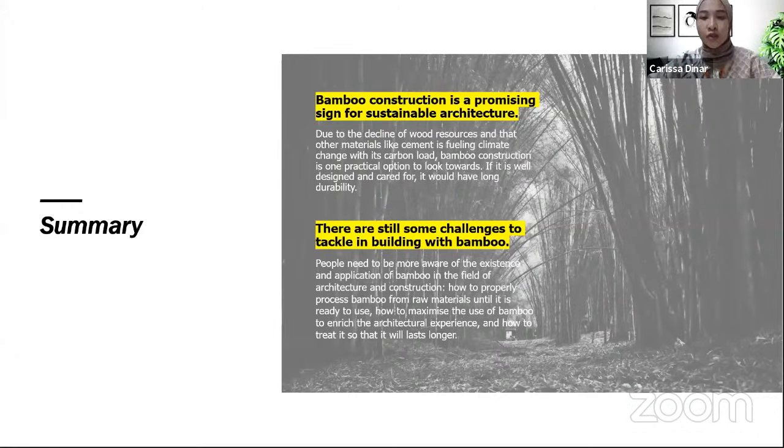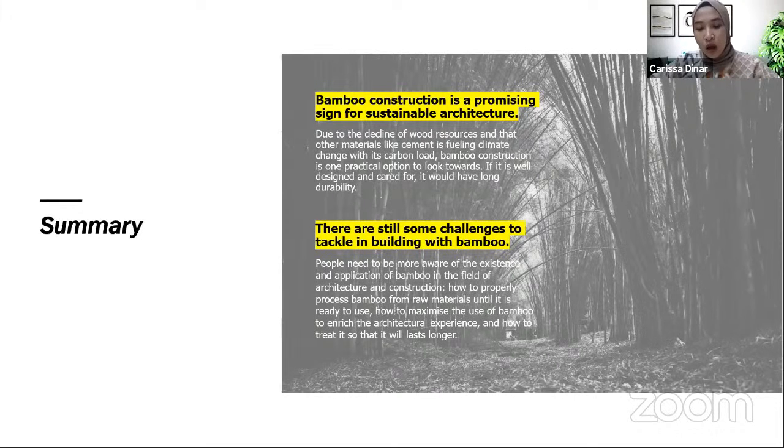However, we need to remember there are still some challenges to tackle in building with bamboo. The world is generally still catching up in finding newly developed bamboo building construction technologies. I believe several bamboo experts are working on bamboo building systems, including how to maintain it well. Thus, we need people to be more aware of the existence and application of bamboo in the field of architecture and construction.